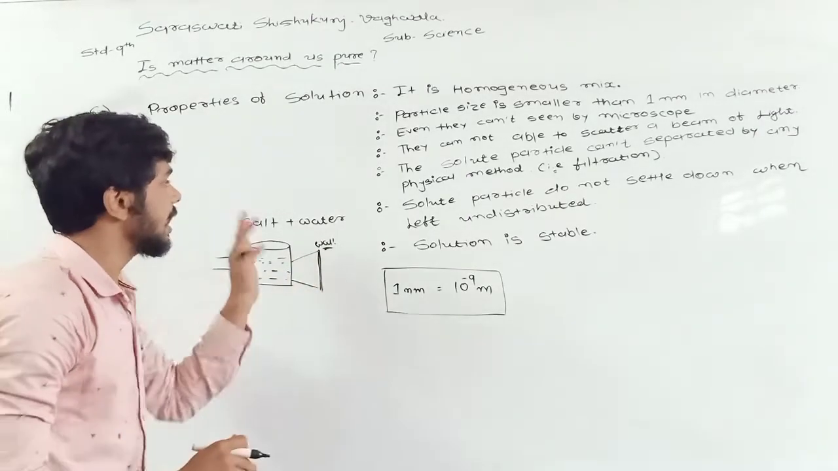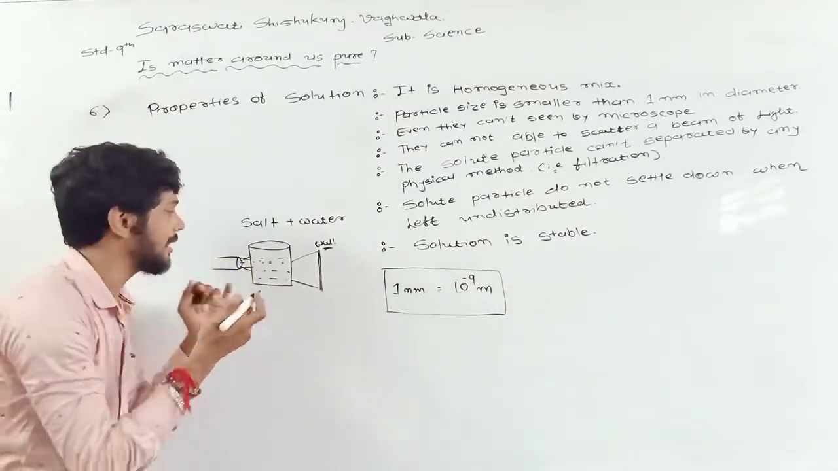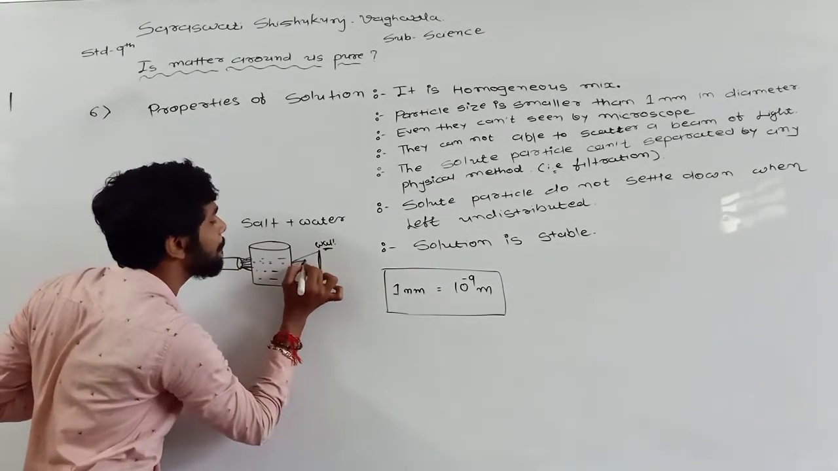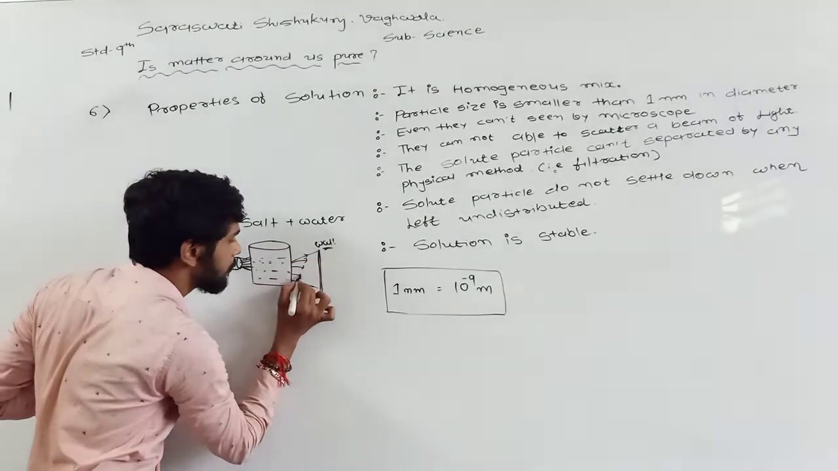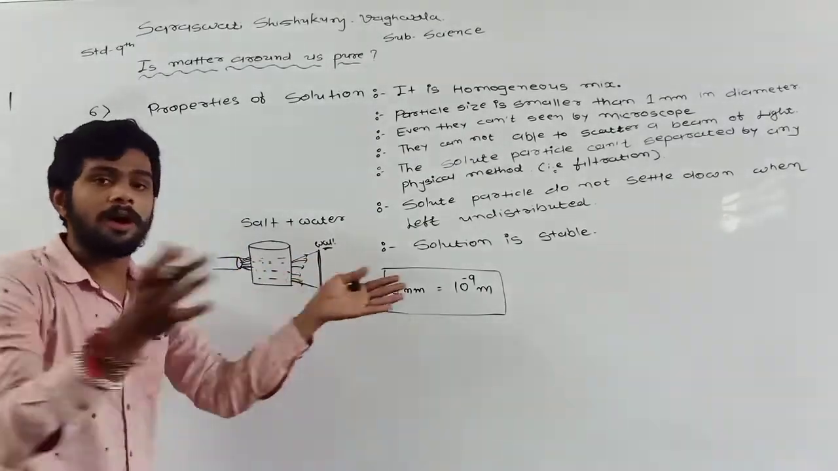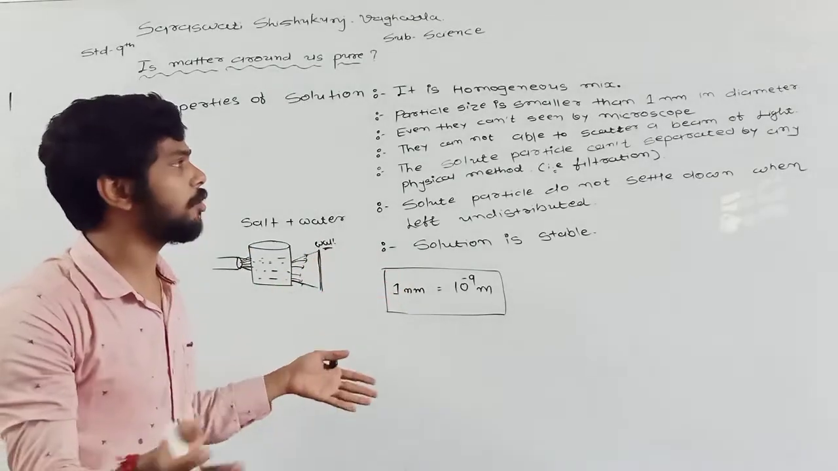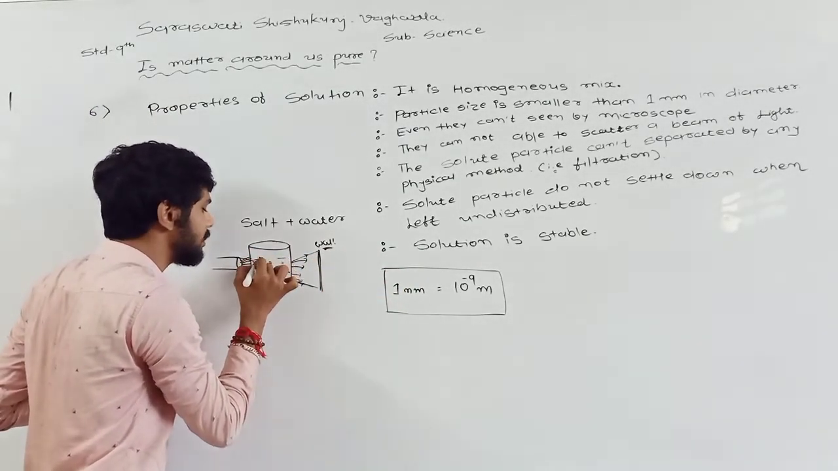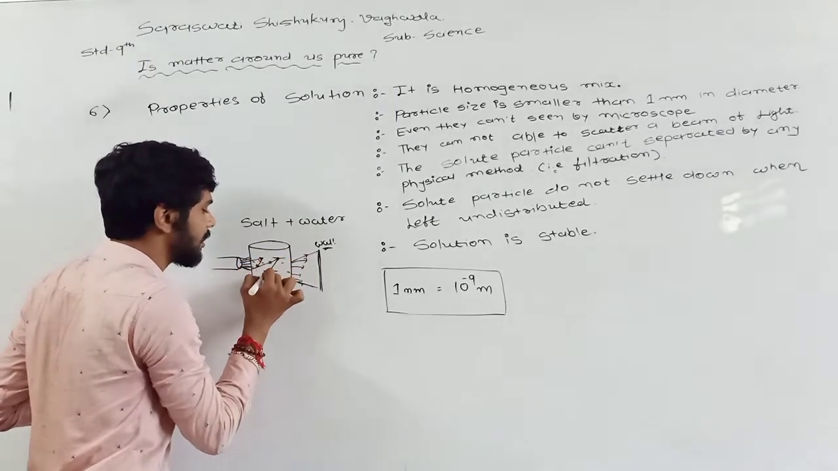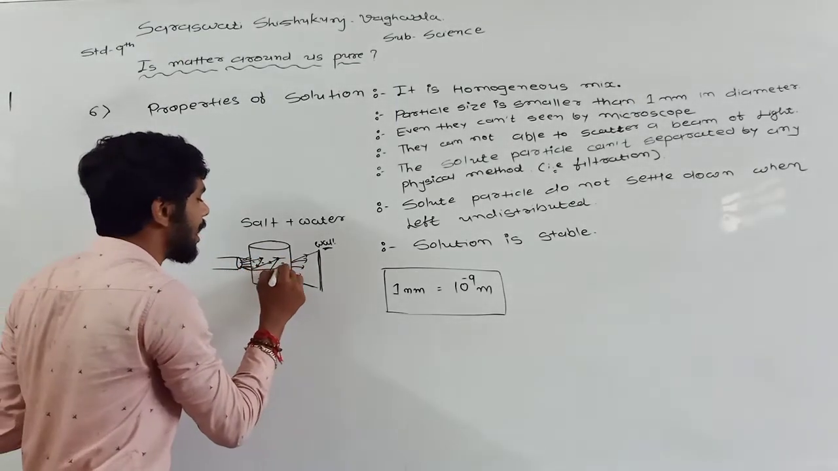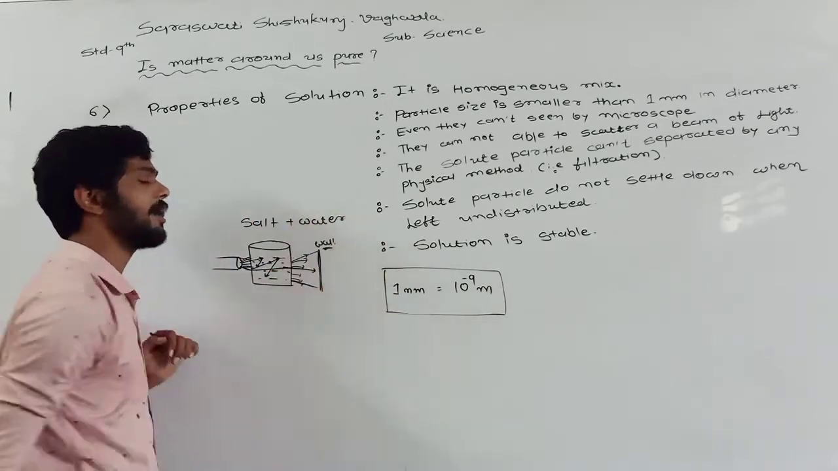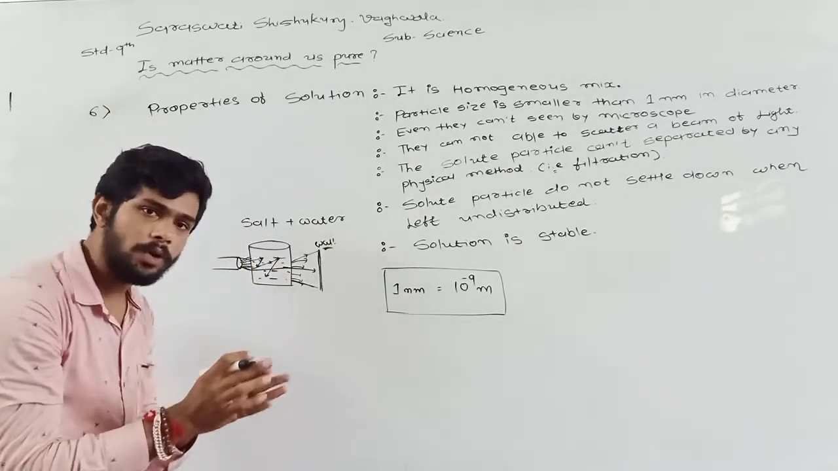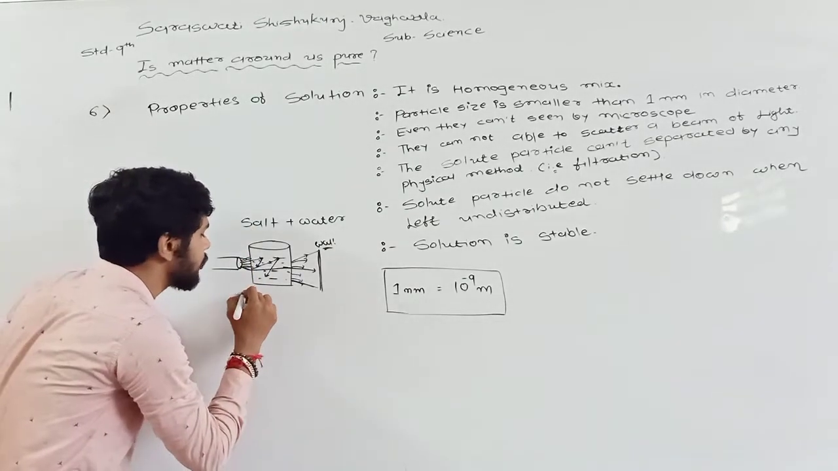That means if the solution is catching the light, that means the light which is passing through cannot come out here. That means it will spray inside, that means it will scatter. This light will bombard with the particles and return back here. It goes here, bombards, and returns here. That means the light cannot go out of the beaker. That is the meaning of the scattering. But in a solution this does not happen, because they are not going to scatter.